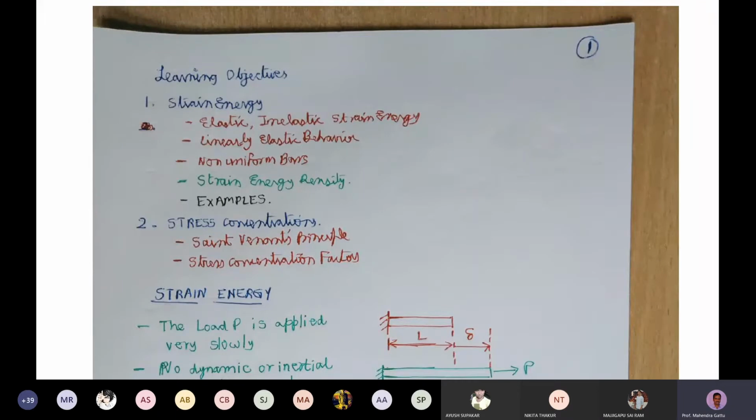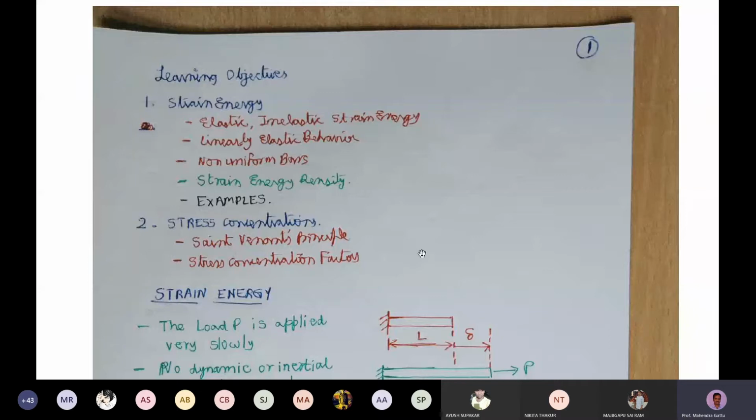So yesterday's class we discussed the stresses on inclined sections. We found the normal stress and shear stress on an inclined plane, and then we found how that normal and shear stress varies with the angle of inclination. We found that shear stress was maximum at an inclination of 45 degrees and minus 45 degrees, and it was for the uniaxial load.